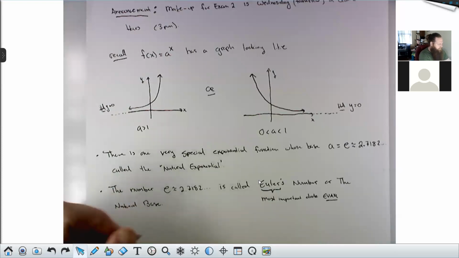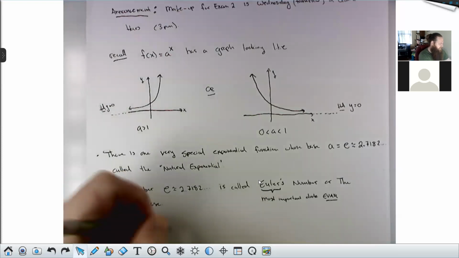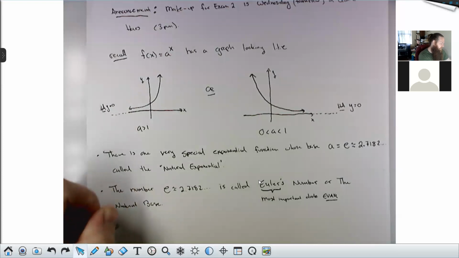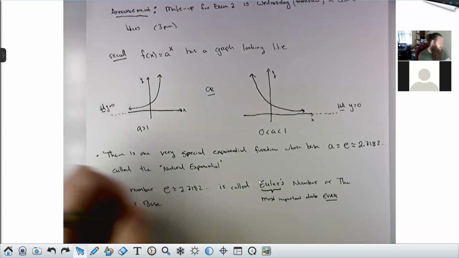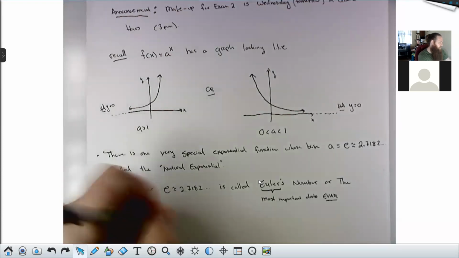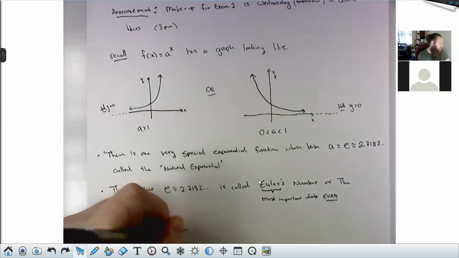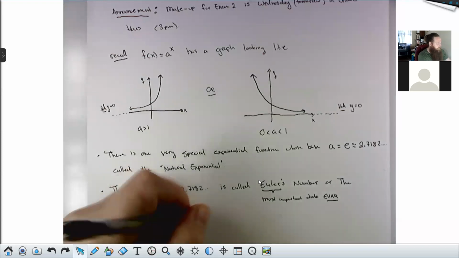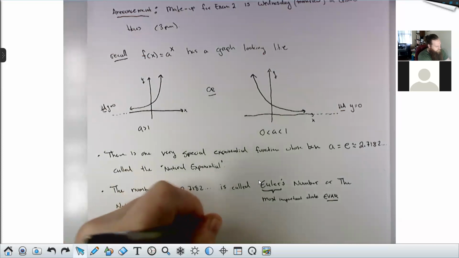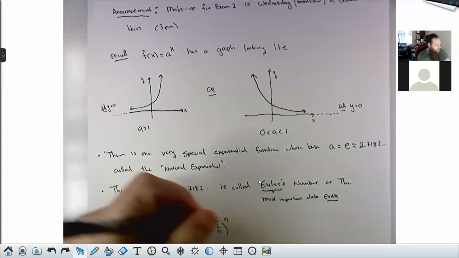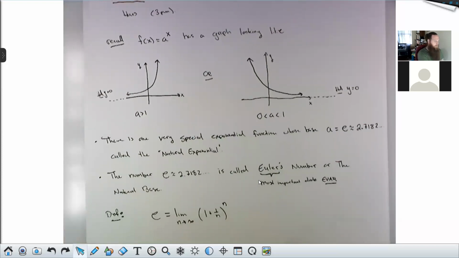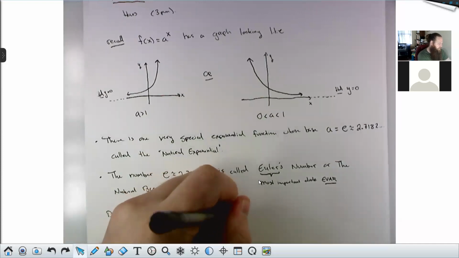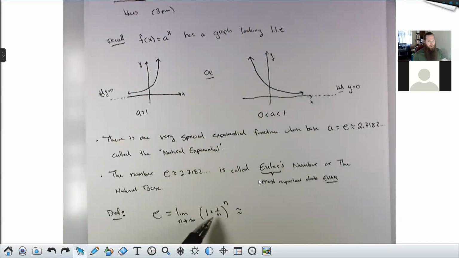So the definition of e is in terms of something called a limit. It's the limit as n goes to infinity of 1 plus 1 over n, all raised to the nth power. So for example, what does this mean? This means as you put in bigger and bigger numbers for n, this expression gets closer and closer and closer to that number.